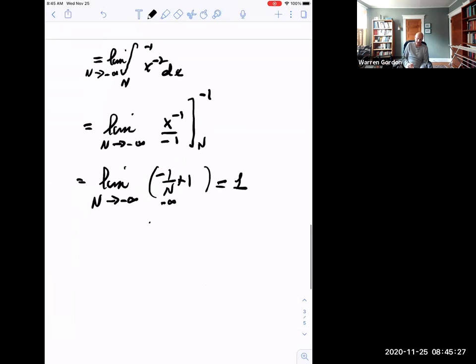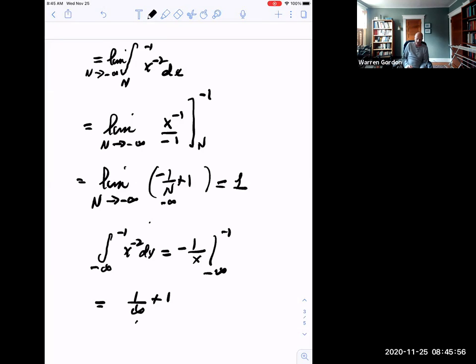And again, I could be sloppy and immediately write the following. The integral from minus infinity to minus 1 of x to the minus 2 dx is equal to minus 1 over x from minus infinity to minus 1. And now if I substitute, I would get 1 over infinity plus 1, because minus 1 over minus infinity is plus 1 over infinity. This, of course, is 0, this term. So again, I get 1.